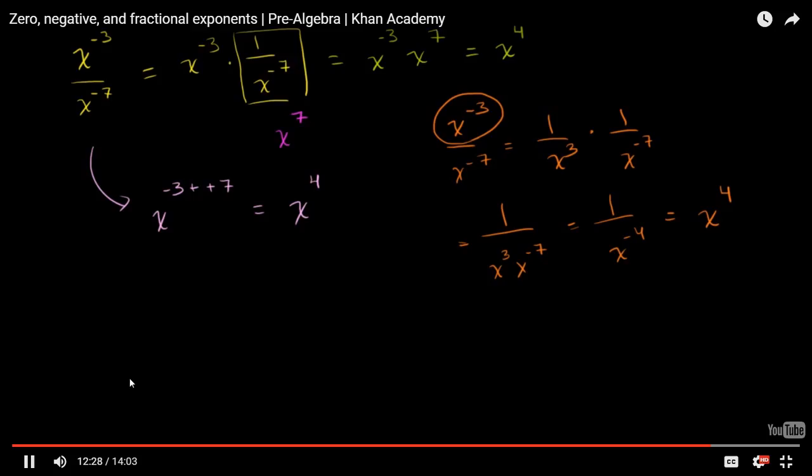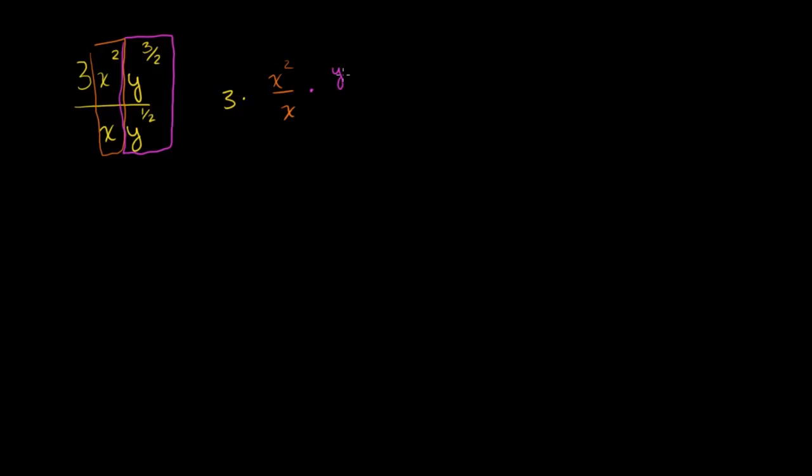Let's do one more slightly hairy one, and I think we'll be done for now. Let's say we have 3x squared times y to the 3/2 power, and we're going to divide it by x times y to the 1/2 power. Well, once again, this is the same thing as 3 times x squared over x times y to the 3/2 over y to the 1/2.